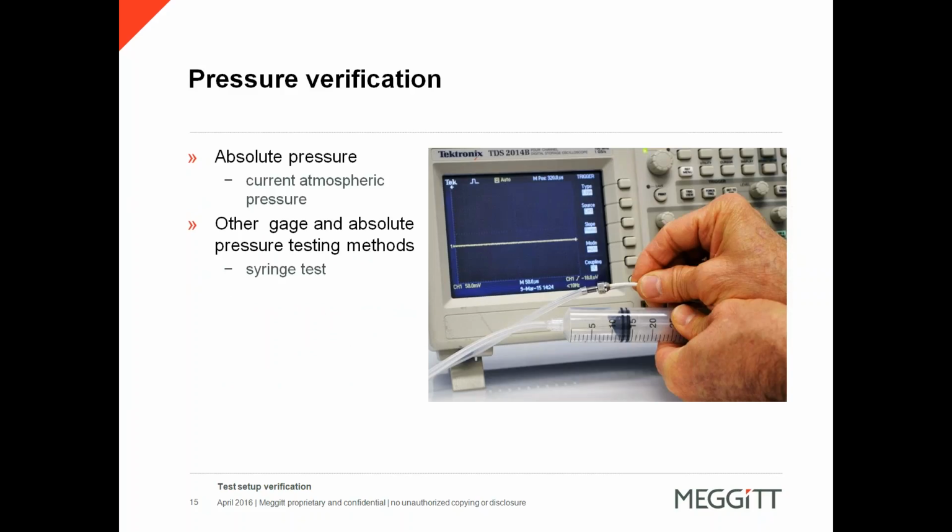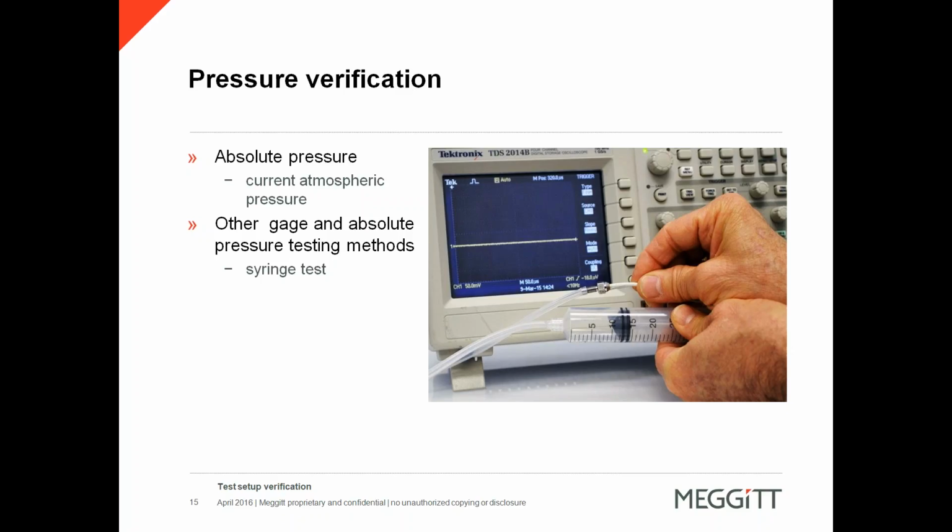One last verification method applies specifically to pressure transducers. Piezoresistive pressure transducers operate on a very similar principle to piezoresistive accelerometers, since they essentially use the same Wheatstone bridge type of configuration. So for absolute pressure transducers, one simple test method is to obtain the current barometric pressure, if it's available, and compare it to the sensor's reading coming from the data acquisition system. An absolute pressure transducer is referenced to a vacuum, so the output should be the current barometric pressure.